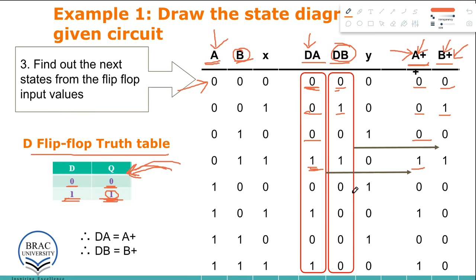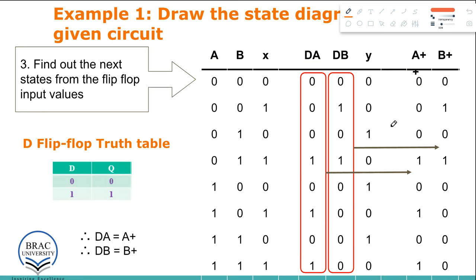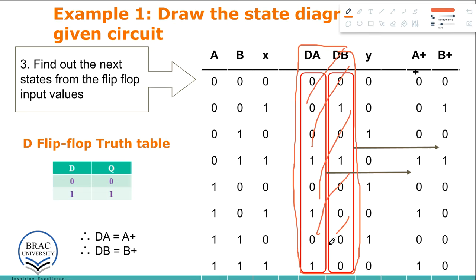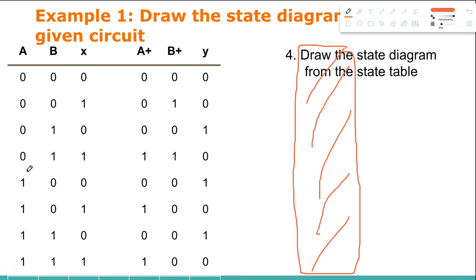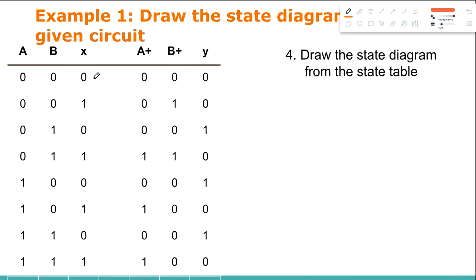Once we're done with this, we can go to the state diagram. Just to make it neat and clean, we're going to ignore the flip-flop input parts and cancel them out from our table, and we're going to write the table again like this. So we just cancel the flip-flop inputs, and this is a neater version of the previous table. Now we are going to draw the state diagram.